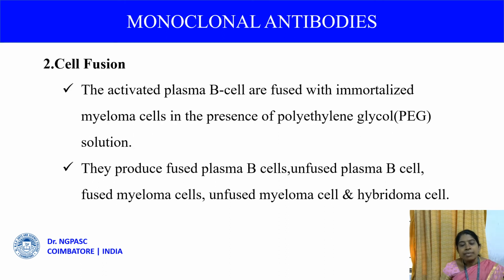Next, after the immunization, cells are fused. The activated plasma B cells are fused with immortalized myeloma cells in the presence of polyethylene glycol solution. As a result of this cell fusion, we get fused plasma cells, unfused plasma cells, fused myeloma cells, unfused myeloma cells, and the hybridoma cells.